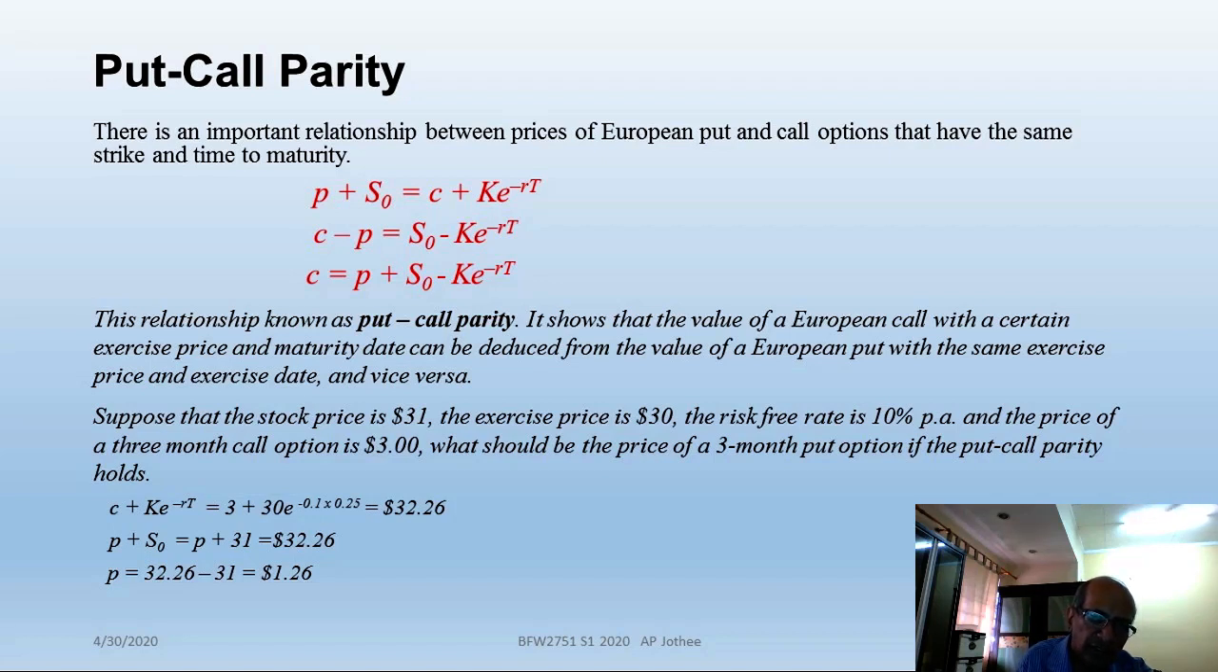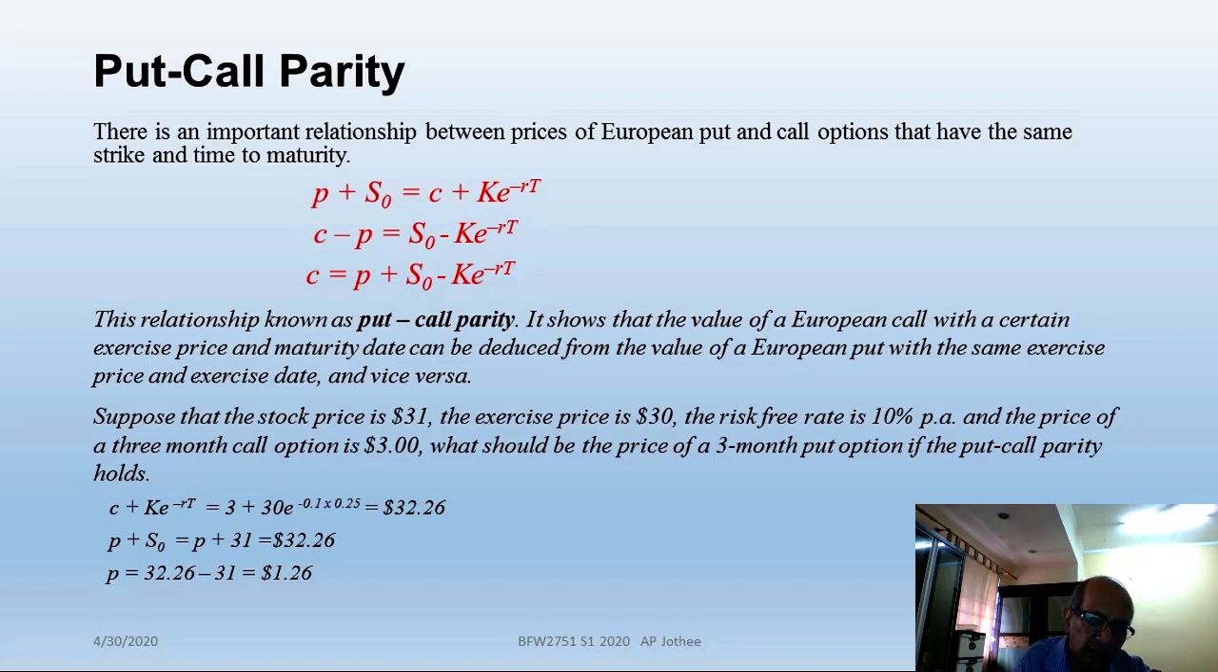This is the prime equation. The first equation here is the prime equation. That is P plus S0 equals C plus K e to the power of negative RT. Or it could be the other way around also: C plus K e to the power of negative RT equals P plus S0, whichever way. But we can play about with this equation in so many ways. What about P alone? If you want to just see the value of P, you bring the S0 to this side. That is C plus K e^(-RT) minus S0.